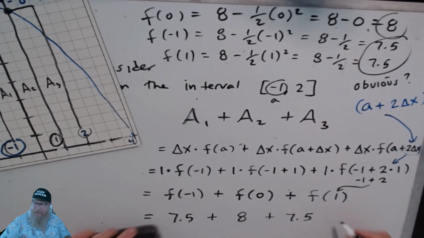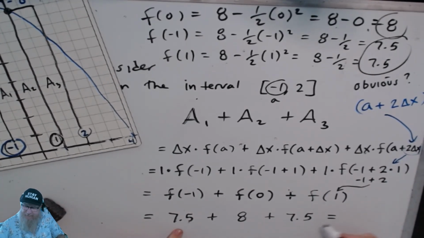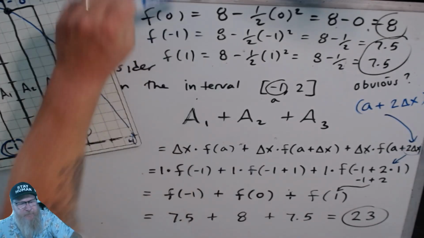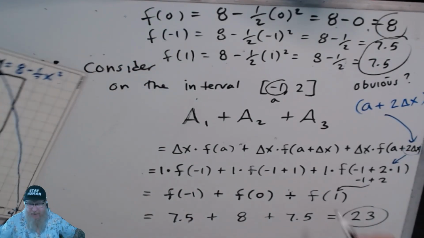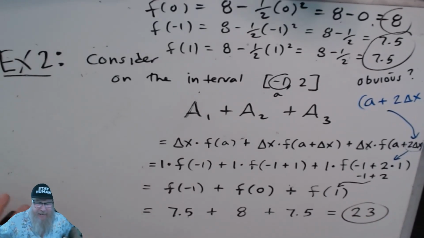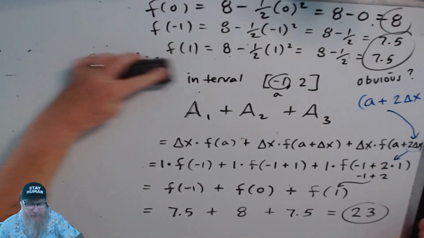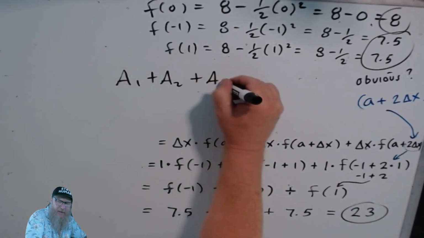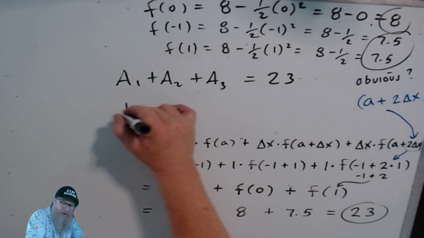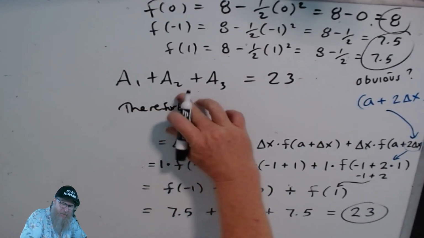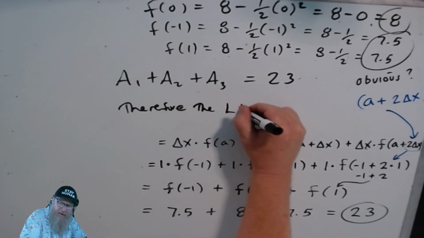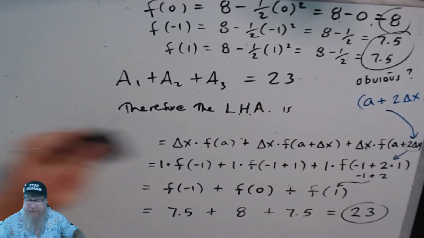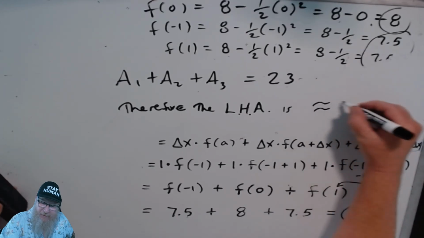So our area is 15 plus 8, 23. And again, I usually use equal signs when I'm calculating, but for my final answer, I would say A1 plus A2 plus A3 is equal to 23. Therefore, the left-hand approximation is approximately 23.